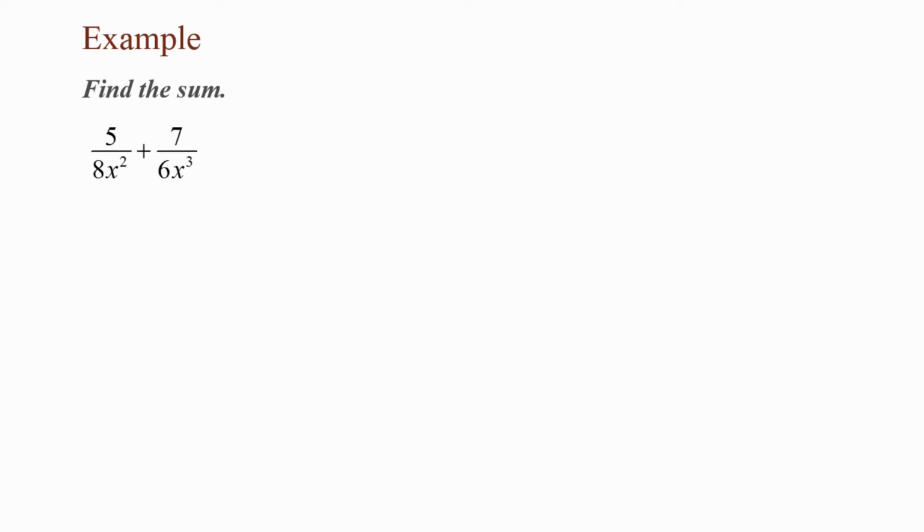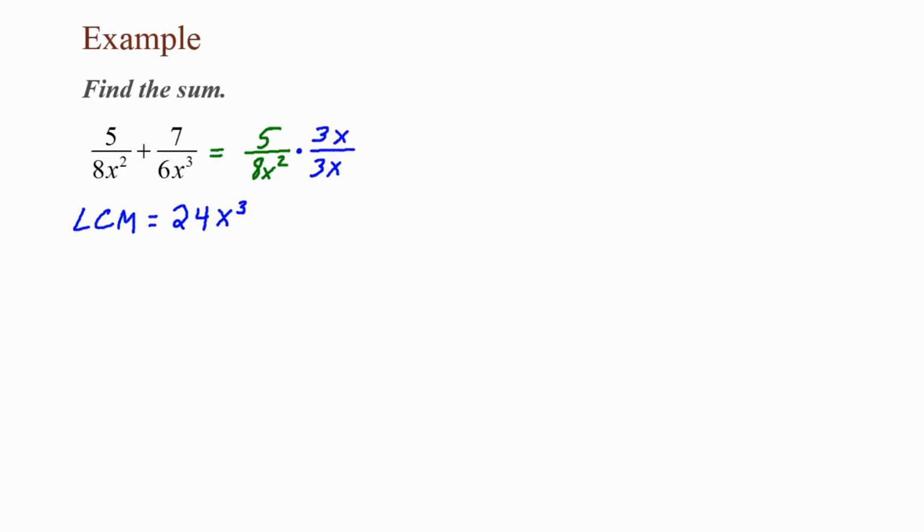In this example, find the sum 5 divided by 8x squared plus 7 divided by 6x to the third. The first thing we have to do is decide what our least common multiple is going to equal. The smallest number that 8 and 6 will divide into evenly is 24. For x squared and x to the third, you want the x with the largest exponent, which is x to the third. Then what we want to do is take the 5 over 8x squared and multiply it by our a over a. In other words, what will we need to multiply this by to get the 24x to the third? 8 times 3 is 24, and x squared times x gives me x to the third.